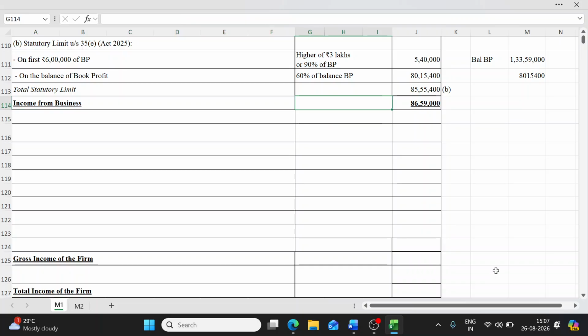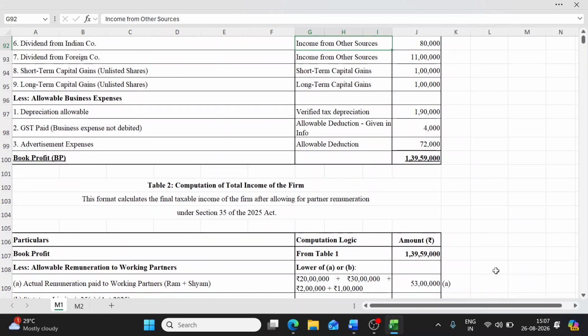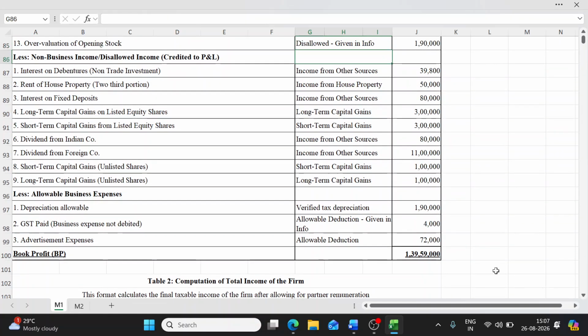But what will I do? Instead of following that order, all the non-business incomes which we have already recorded in the first table, we will record here in table 2 as income from other sources. And I'll follow the same sequence.